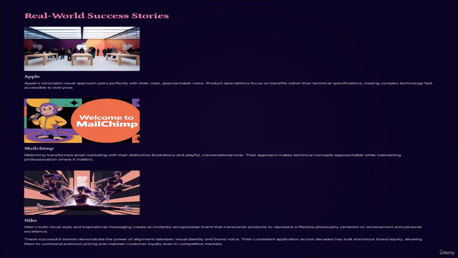Real-world success stories. Apple's minimalist visual approach pairs perfectly with their clear, approachable voice. Product descriptions focus on benefits rather than technical specifications, making complex technology feel accessible to everyone.